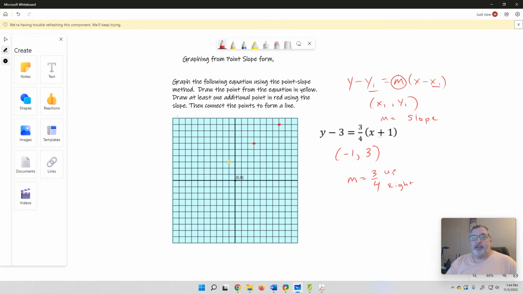Or I can go from the initial point and go the opposite direction. So instead of going up, I'm going to go down. Instead of going right, I go left. So down 3, left 4. And so you get a nice set of straight points.